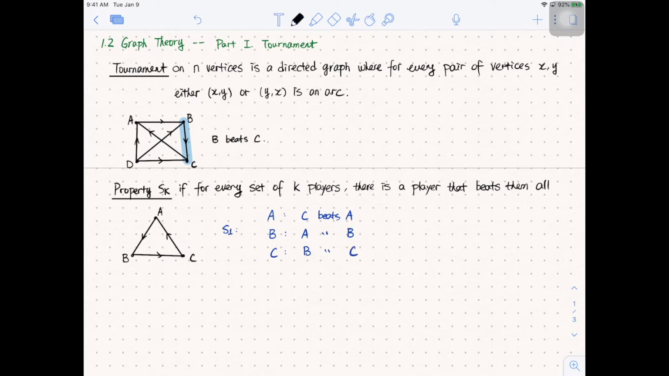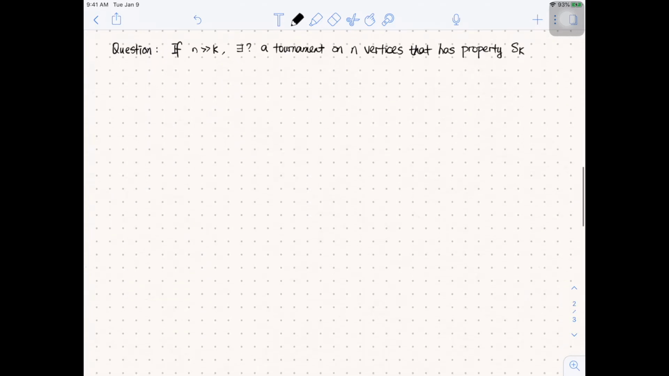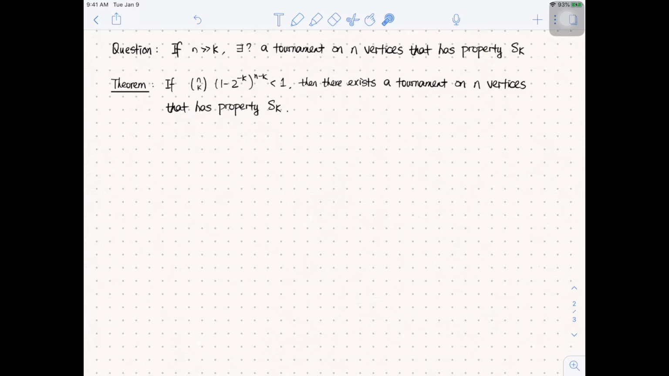An interesting question one could ask here is the following. If n is much larger than k, does there exist a tournament on n vertices such that this tournament has property Sk? The answer is yes. Let's write down the statement more formally. If the number n satisfies the property here, then we know that such a tournament will exist.